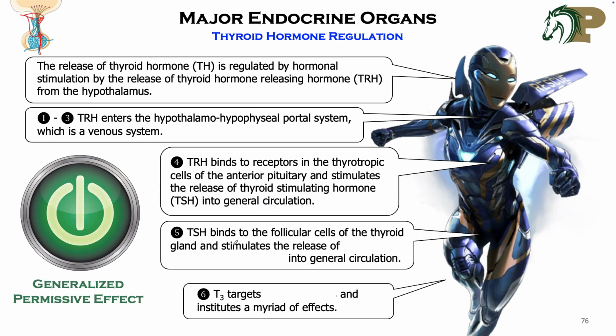TSH will then bind to the follicular cells of the thyroid gland and stimulate the release of thyroid hormone. So when I use the abbreviation TH, I'm talking about T3 and T4. Okay, just wanted to make that clear. T3, remember, is your more powerful and active form of thyroid hormone that will target effector organs and institute a myriad of effects.